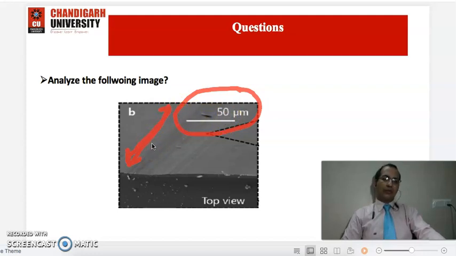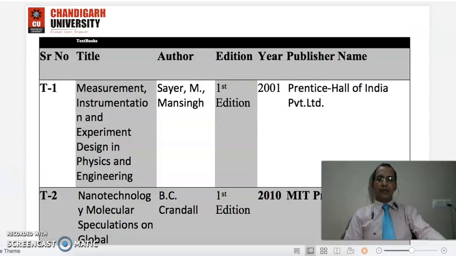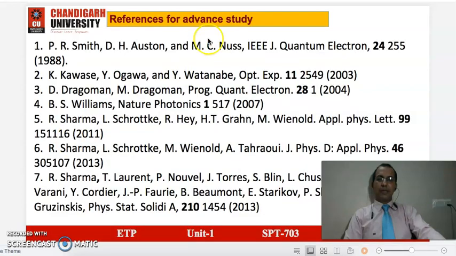There are different software packages also which can be used to analyze the images. These are called image analysis software. But right now we are not concerned with that at master level. We are just going to give you a small glimpse of how it works. These are the references, and then you have the advanced study references. You can have all the details in this case.